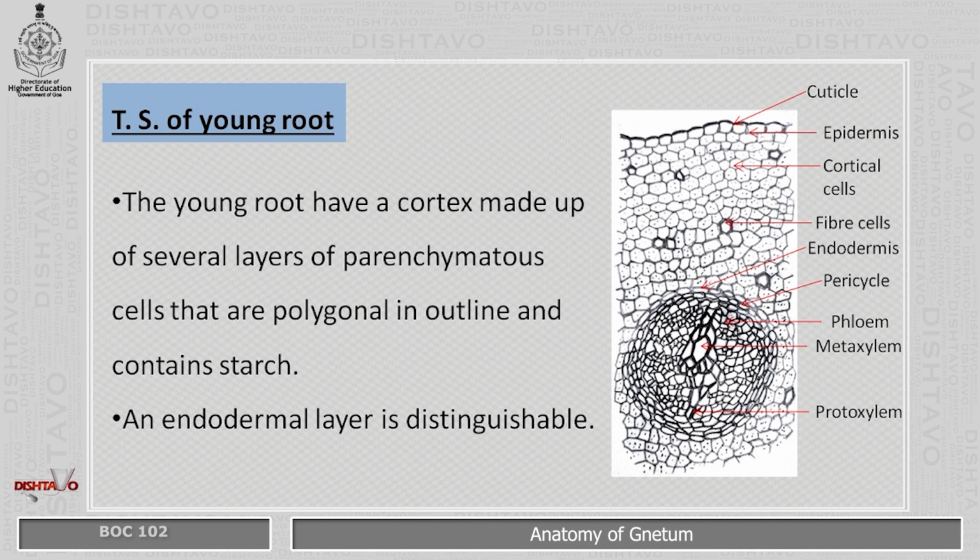Cortical cells or the cortex is then followed by stelar region, as we can see here, which is circular in nature. This stelar region consists of endodermis, which is distinguishable and can be seen. Endodermis is followed by 1 to 2 layers of pericycle. So the endodermis and pericycle help in protection of the inner tissues, that is the xylem and phloem. So towards the inner side we can see xylem and phloem distributed.